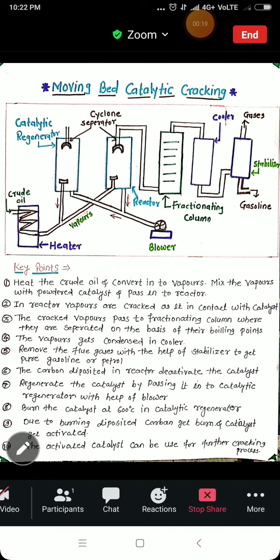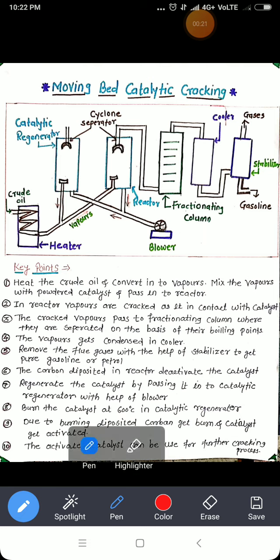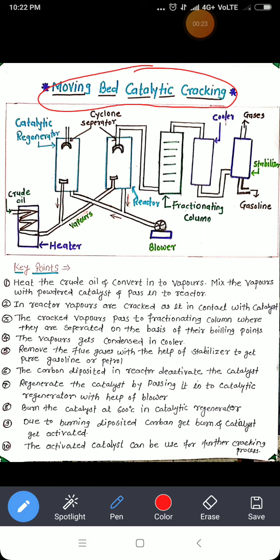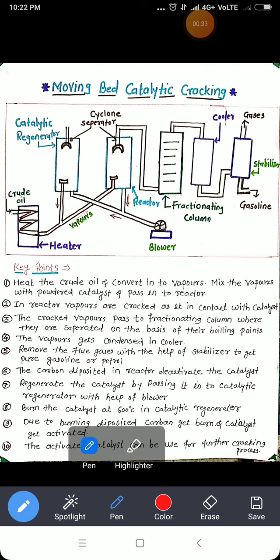So here this is a moving bed catalytic cracking. Why is it called a moving bed catalytic cracking? Because in this process the catalyst is freely moving, because it is finely powdered, and so it moves freely into the reactor and comes in contact with the crude oil vapors. So that's why this is called a moving bed catalytic cracking.